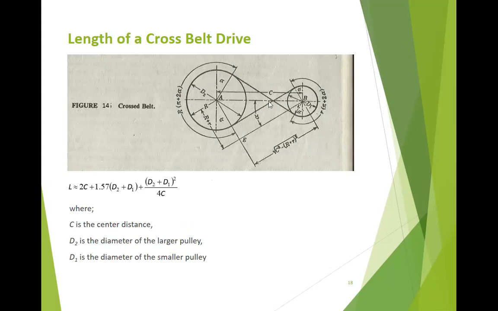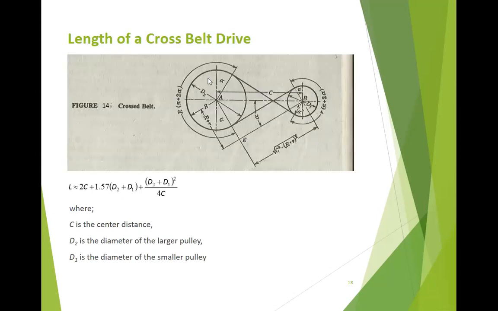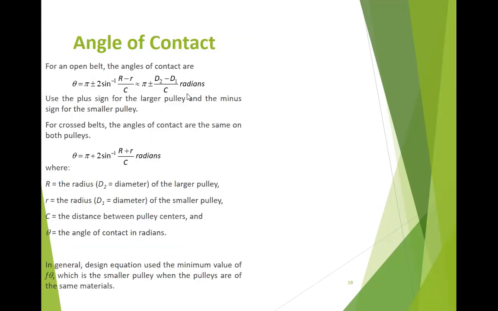Next, the angle of contact. For the open belt drive, the angle of contact theta is equal to pi plus or minus 2 times arc sine of (R minus r) over C, or approximately pi plus or minus (D2 minus D1) over C. This is in radians. Use the plus sign for the larger pulley and the minus sign for the smaller pulley.